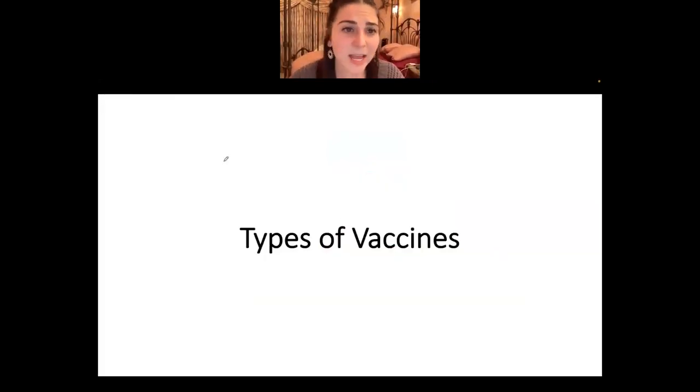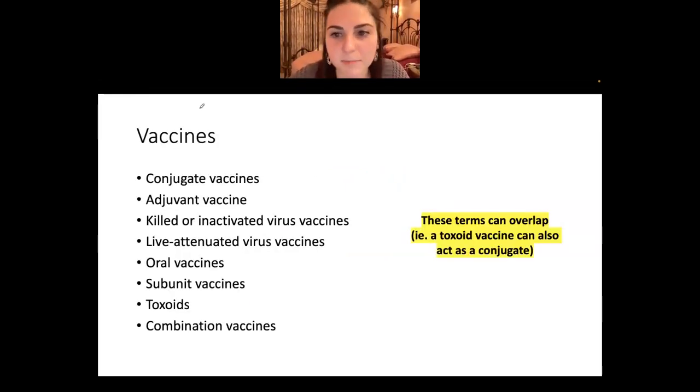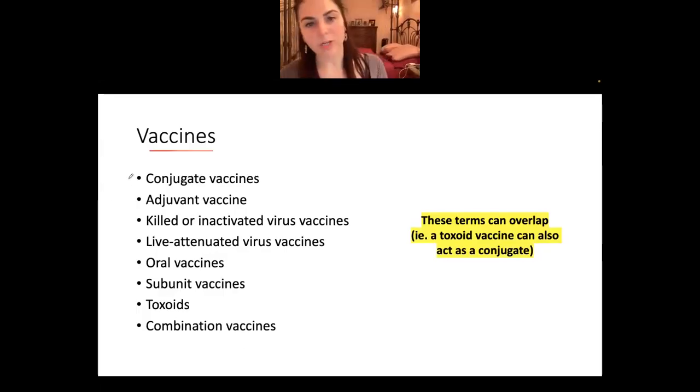And then lastly, types of vaccines. These are the different types of vaccines that you can get. And you should know which types are which, but I put here that sometimes terms can overlap. So what I mean by that is like a toxoid vaccine. This is going to be like a diphtheria toxin, a tetanus toxin.